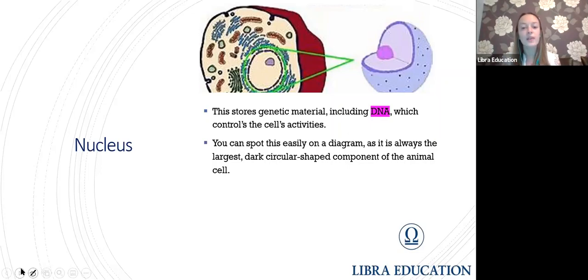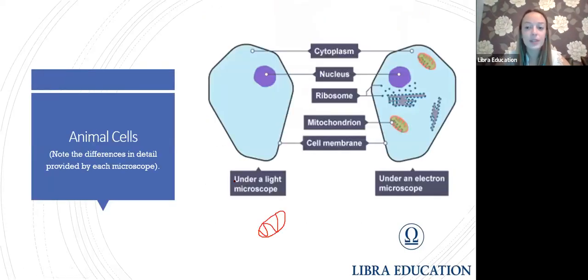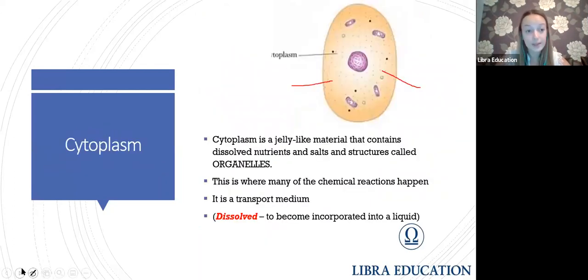So you can spot this very easily on a diagram, as it's always the largest, kind of darkest circular shaped component of the animal cell, as I've already mentioned. So definitely worth remembering that. Also to make you aware, normally on your typical diagrams, they look like this. So this is your typical diagram that you'll get in a GCSE question, or one like this.